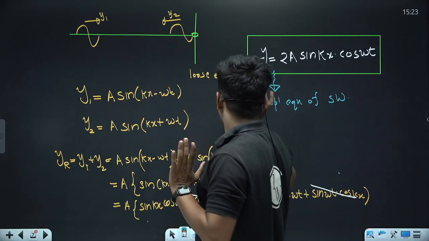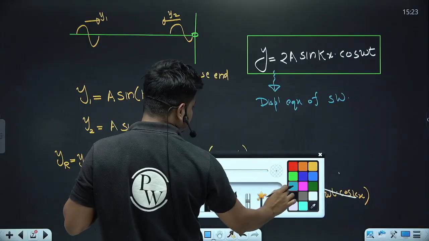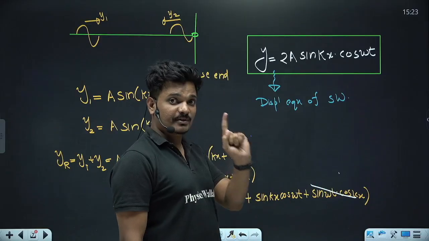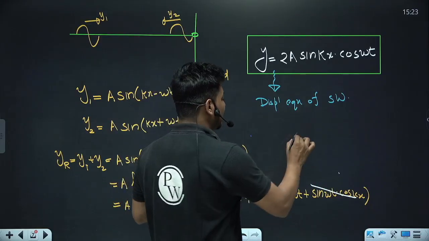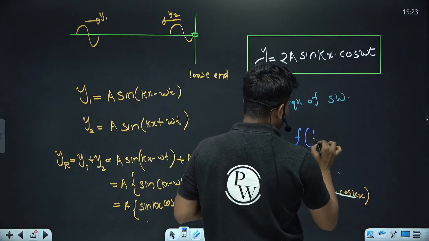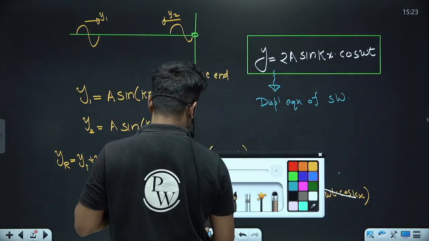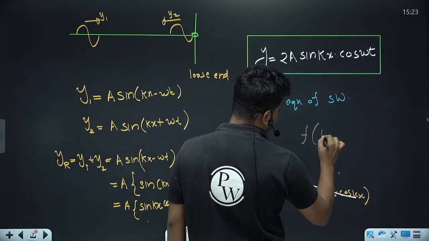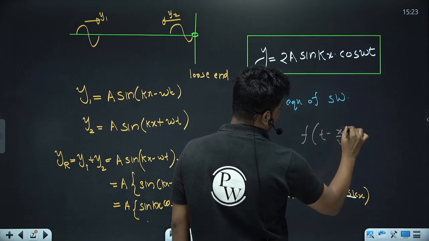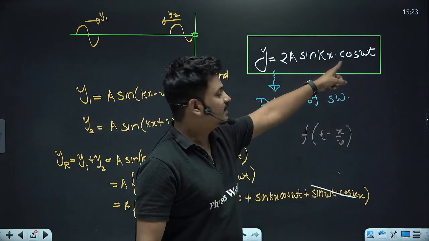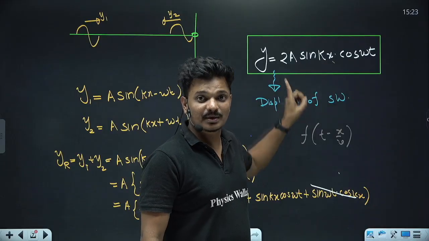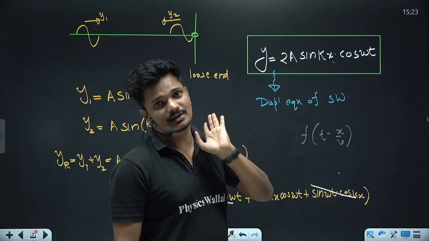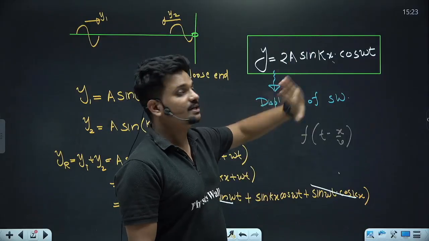Then we know the basic thing: if a wave is said to be a traveling wave, it must be a function of t minus x by v. You can't find anything like that here. So this is not a traveling wave. Very important.